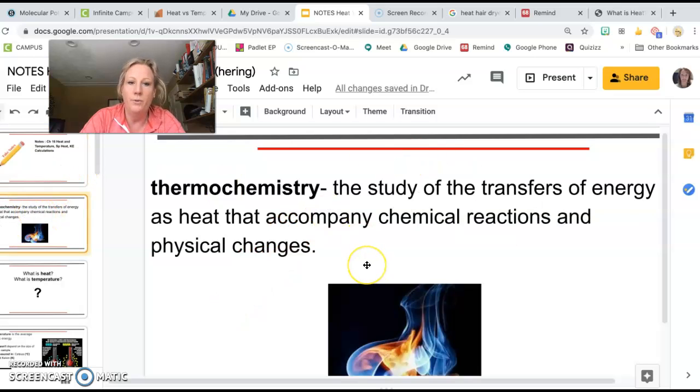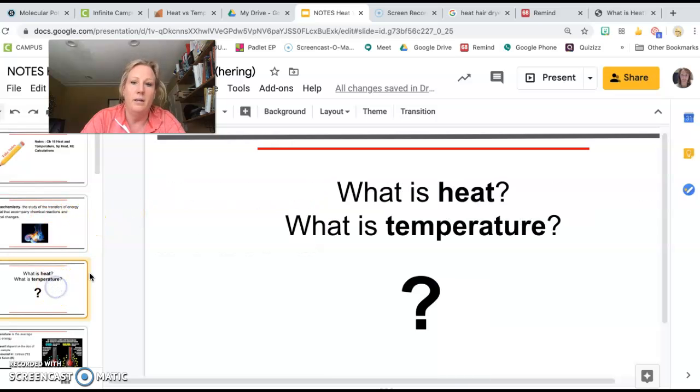So what we're doing right now is called thermochemistry. So we're looking at energy that's involved in chemical and physical changes. And one of the first things that we want to talk about is what is heat and what is temperature. A lot of times these two things get used interchangeably, kind of like weight and mass when you took physical science. They're directly related to one another, but they're not the same.